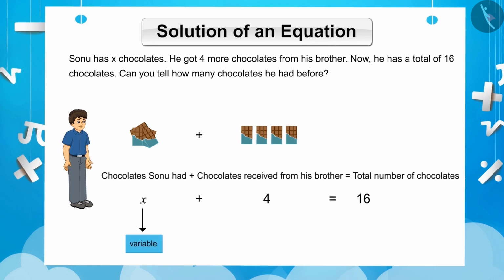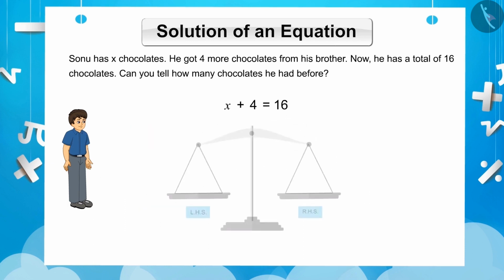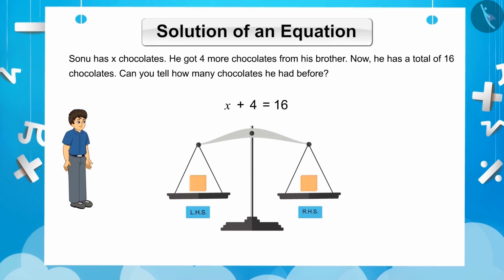Can you tell us how we have to do this? In order to do this, we have to solve this equation. Now, we have to find the solution of this equation. That is, we have to find the value of x. We can represent this equation as a hypothetical balance which is equally divided on both sides, and the beam of the balance is exactly horizontal. Here, LHS of the equation is on the left side of the balance and RHS is on the right side.